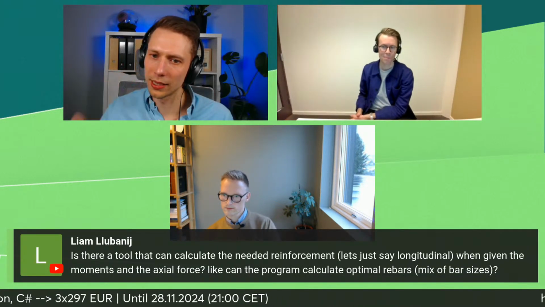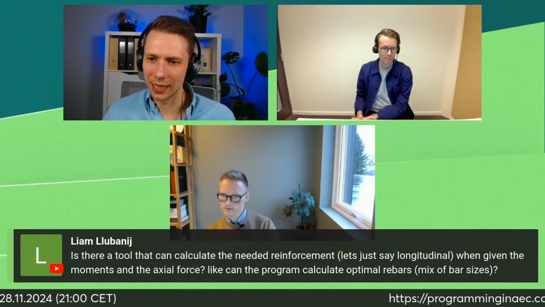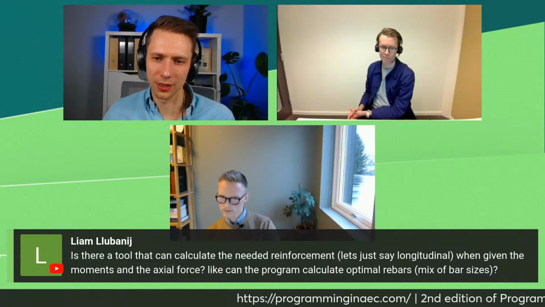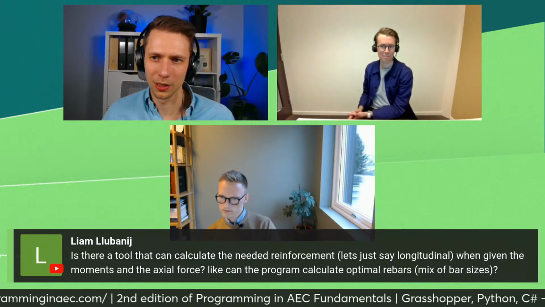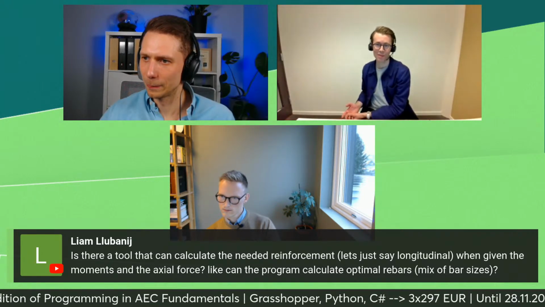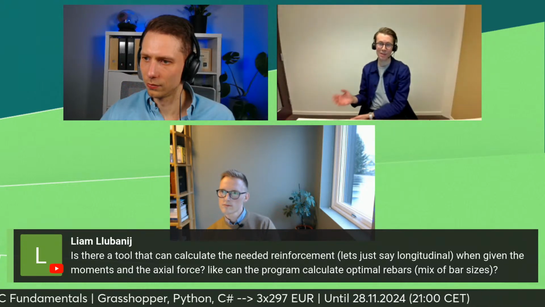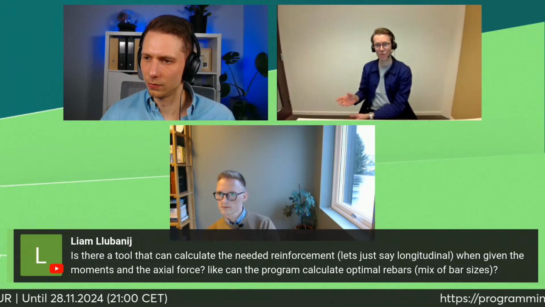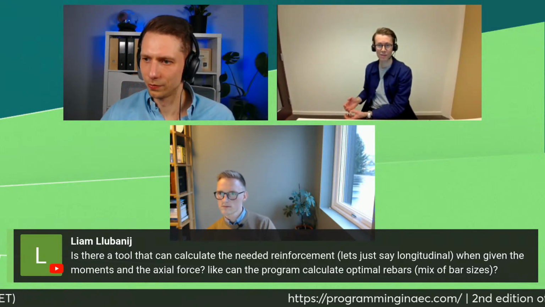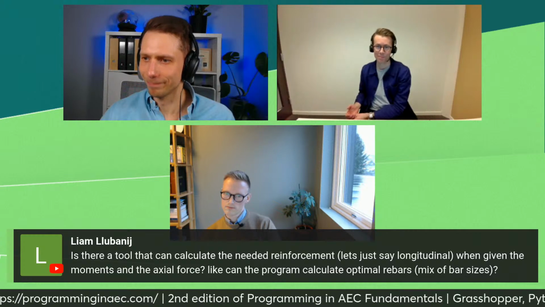Is there a tool that can calculate the needed reinforcement, let's say longitudinal, when given the moments and the actual forces? Can the program calculate optimal rebars, mix, or bar size? Morten? That's a good question. What you can do is calculate the moment capacity given an axial force and the reinforcement layout. If you can do that, you can also iteratively update the reinforcement to get a capacity that's sufficient to handle your forces and moments. So basically, that's the way to go. In the long run, maybe we can look at implementing wrapper functions around this to be able to design reinforcement amounts.